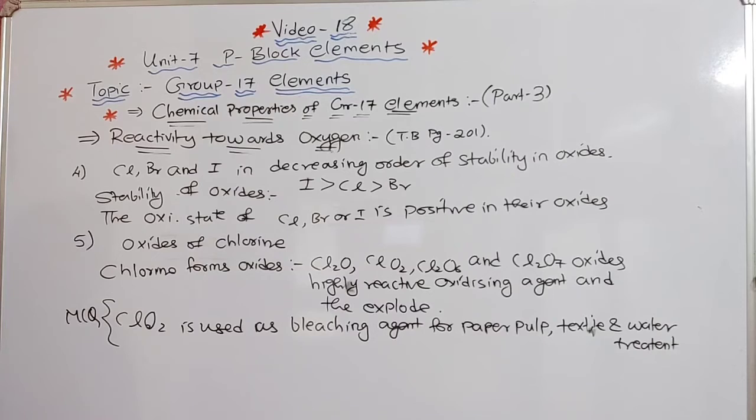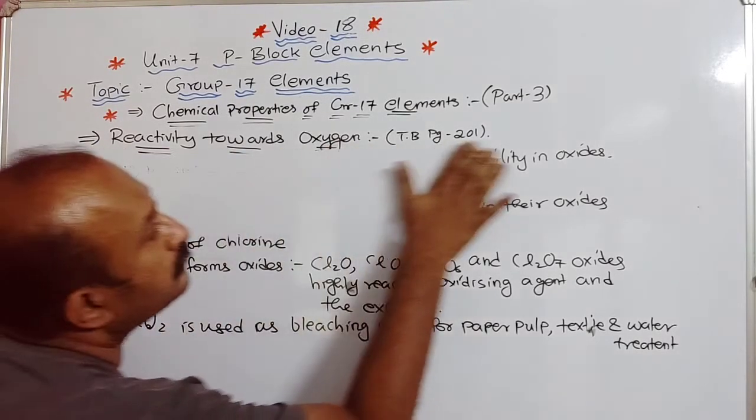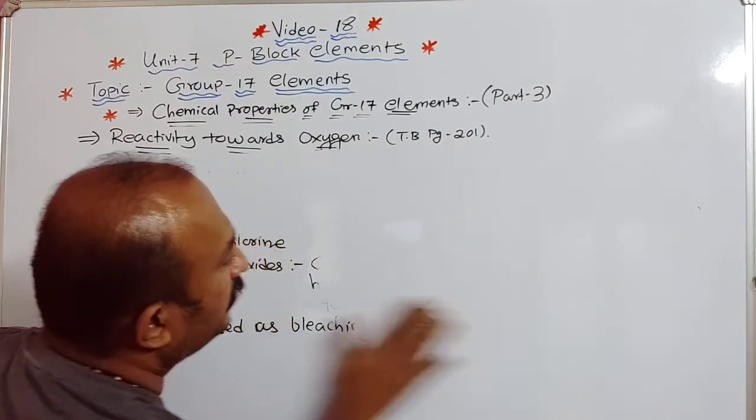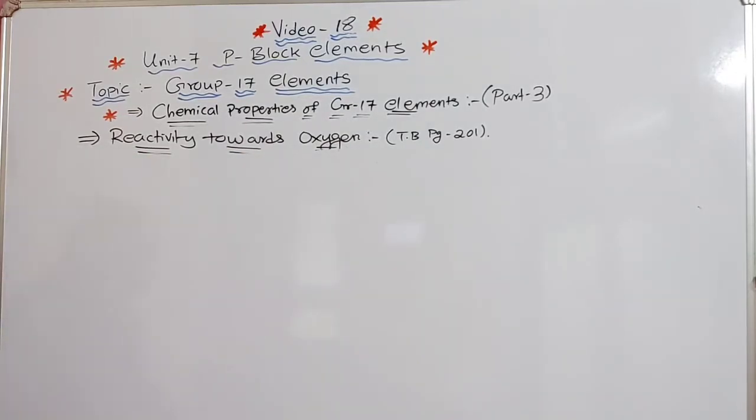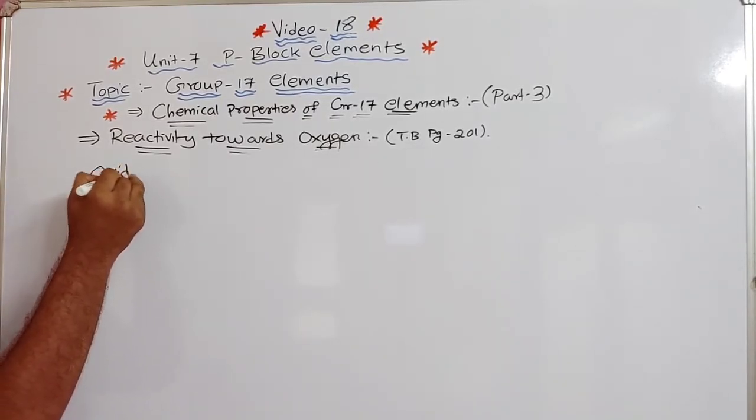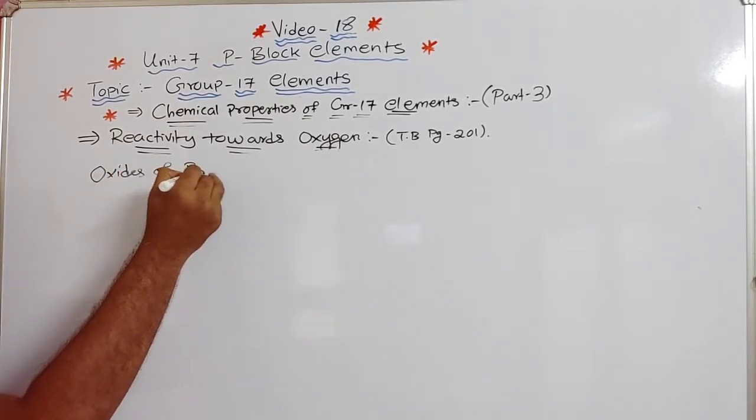Understood this part? Now the next one we'll talk about is bromine oxides. Now I will rub this. The next one will be point number 6, which is oxides of bromine, that we'll discuss.